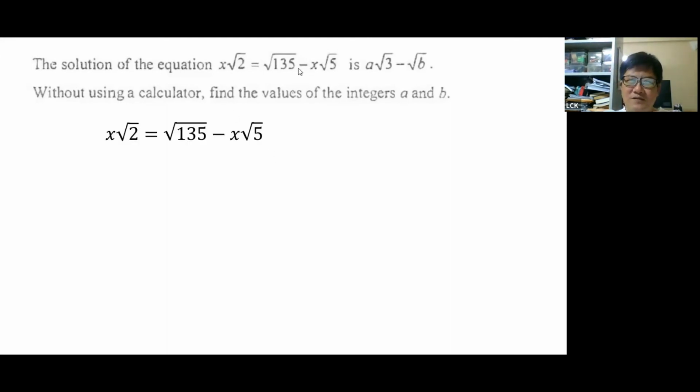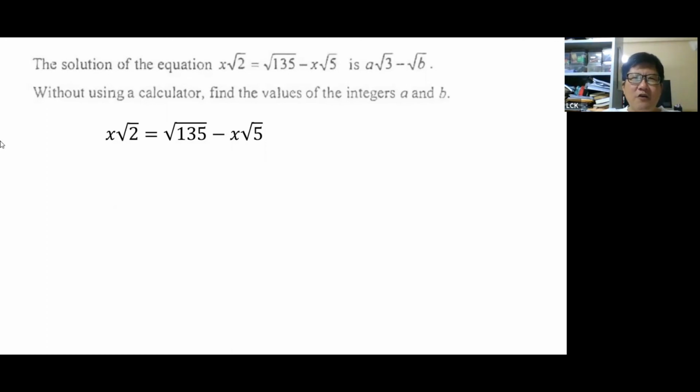And this is what we start off with. This is just from the question. I've not done anything. It's x square root 2 equals the square root of 135 minus x square root 5. This is from the question. And right off the bat, I see that there's an x there, and what we need to do here is to isolate the x.